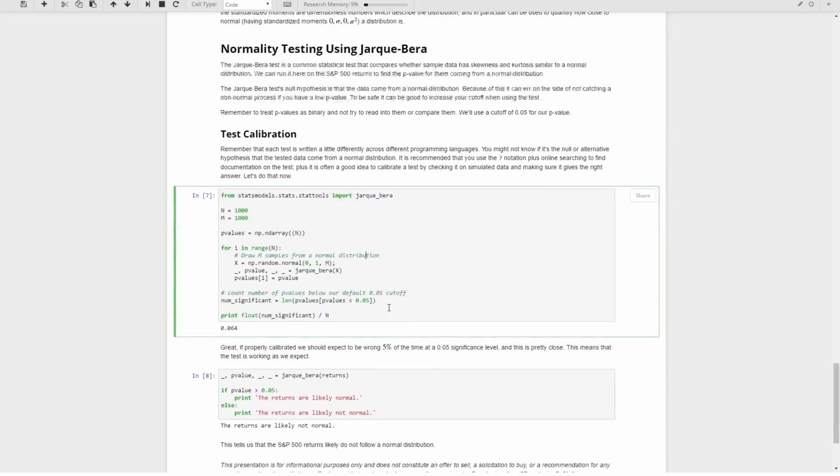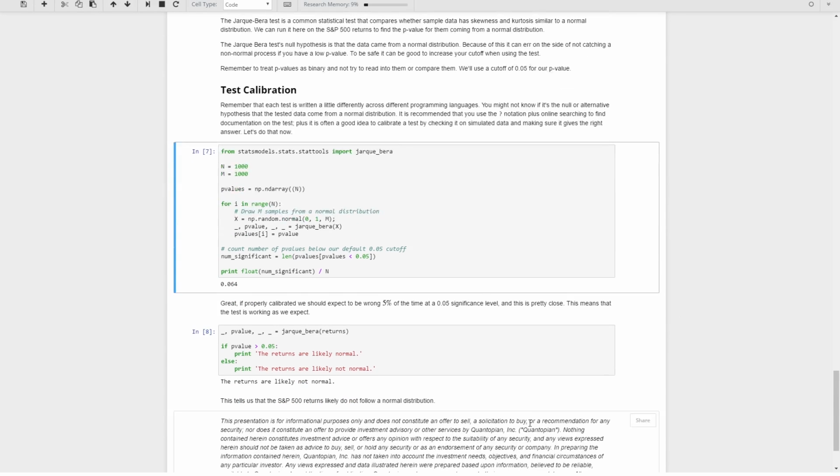In this particular case, we see that the test is indeed calibrated properly. It's around 0.064 once we sum everything up and average it. That's our fraction of significant tests, and it just means that we're wrong around 6% of the time here, which is, well, close to what we want. Since we chose a significance level of 0.05, that equates to being wrong around 5% of the time. So this test is working as expected, which is good.